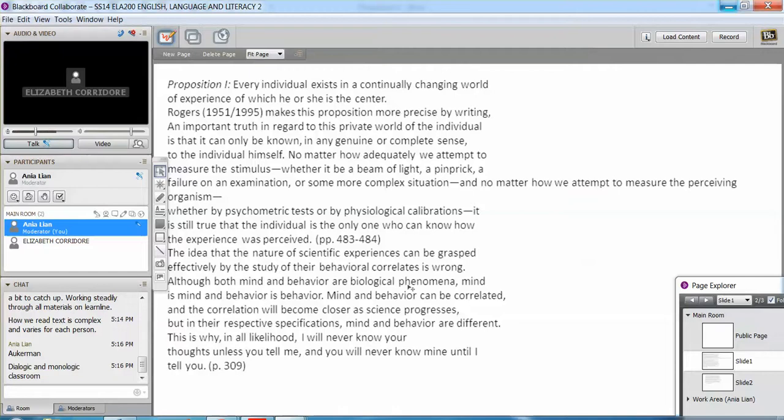So yes, dialogic, monologic classroom. Please read that paper by Aukerman, Who Is Afraid of the Big Bad Answer. Very important on the different ways in which teachers can work with text.